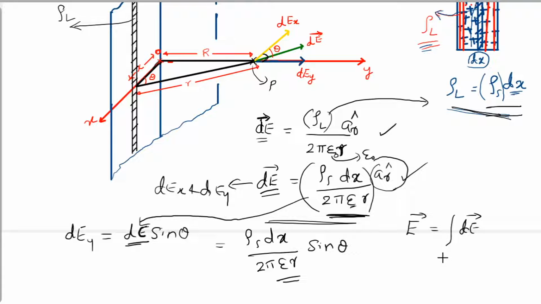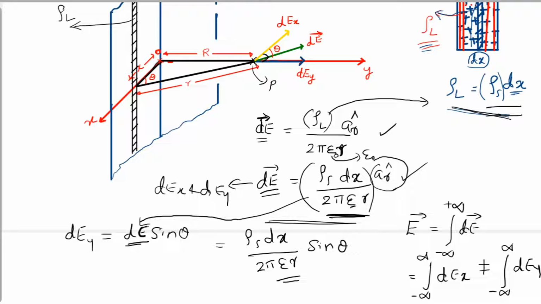Agree? What you have done is similar to the previous. So here the sheet is extending from minus infinity to plus infinity. So integral E will be from minus infinity to plus infinity. Now this is same as integral from minus infinity to plus infinity dEx component, plus integral from minus infinity to plus infinity dEy component. Agree? Because dE component is split into two separate components, dEx and dEy.